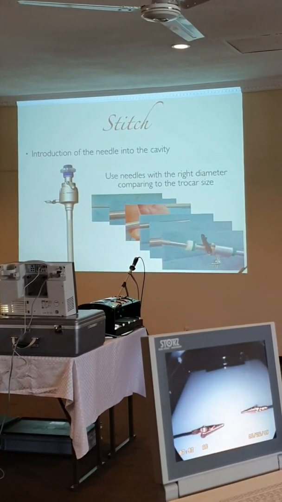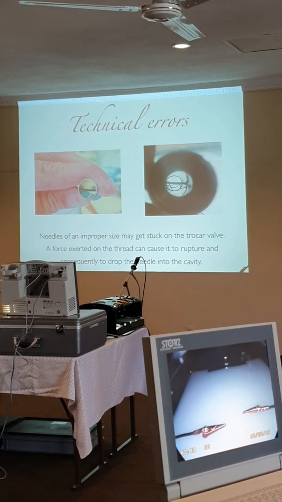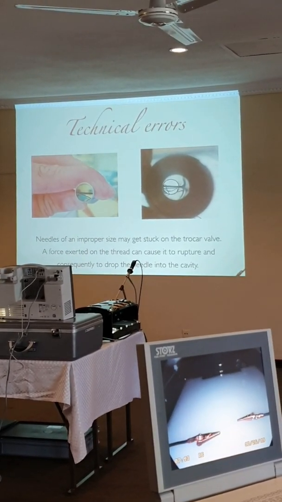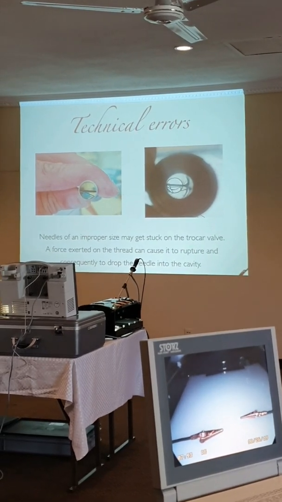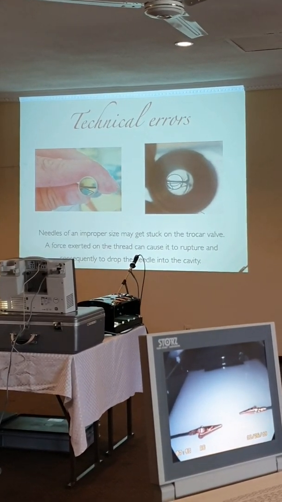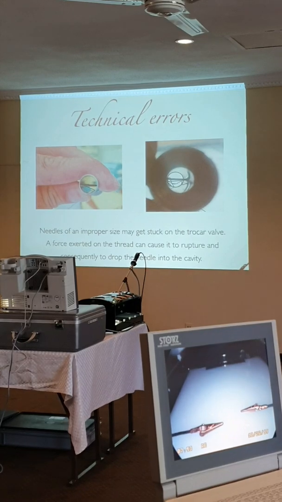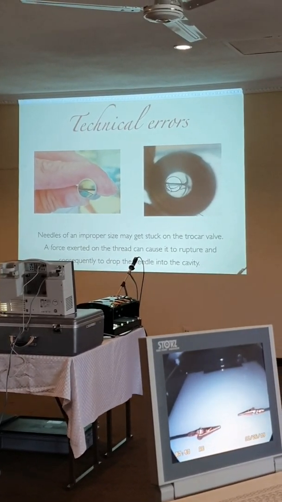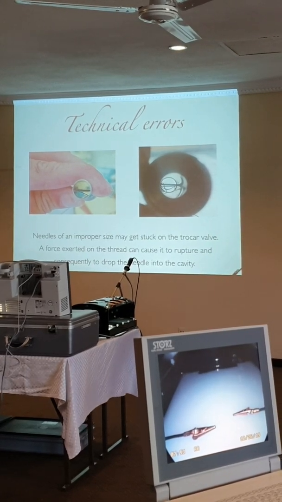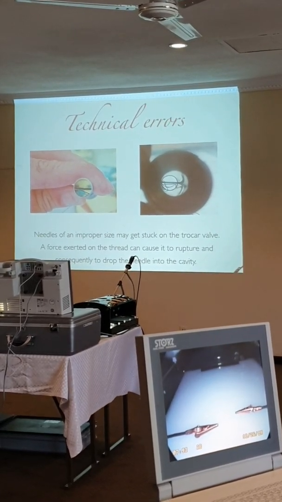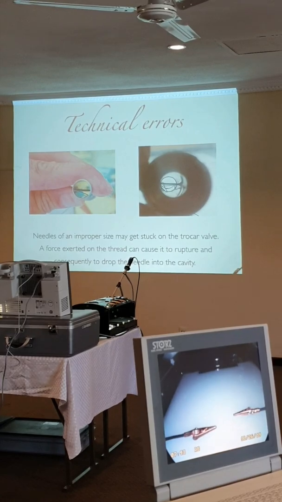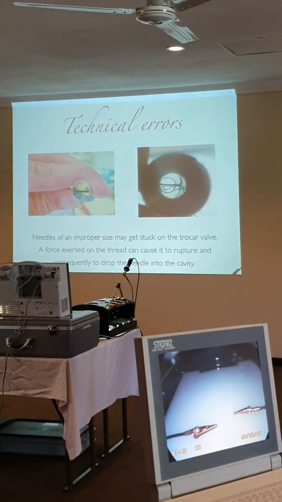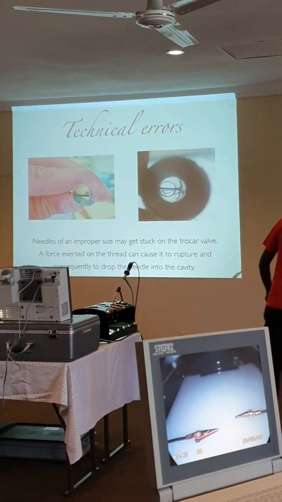But what are the technical errors? Needles of improper size may get stuck on the trocar valve. A force exerted on the thread can cause it to rupture and consequently drop the needle into the cavity. It's the big mistake. When you have this mistake, oh my God, it's terrible for you.